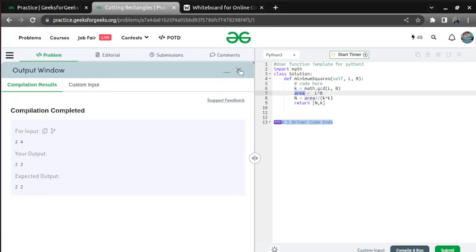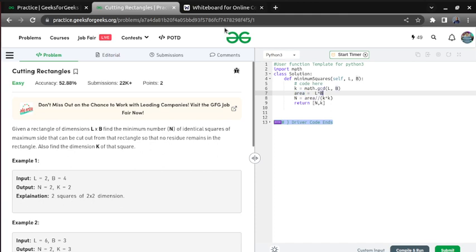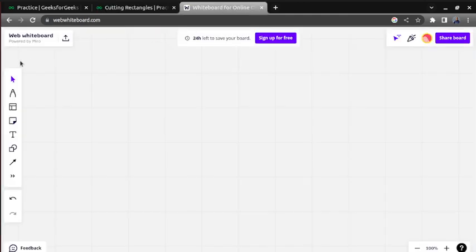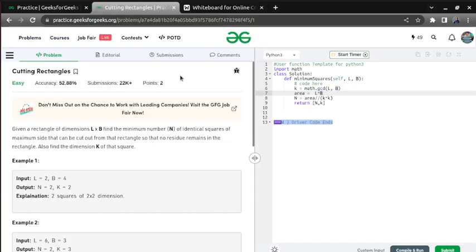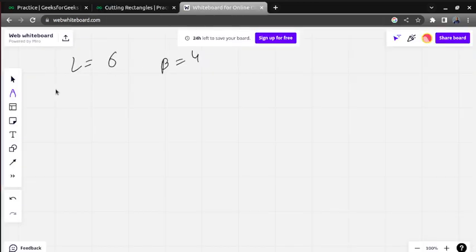Now some of you may have a doubt about how to find the greatest common divisor, the HCF. For this I am going to tell you. Let's say the numbers are 6 and 4. Let's say this is length and this is breadth. So the previous question is over. Basically, the cutting rectangle problem is solved by the concept of GCD or HCF. Now we are trying to solve another problem, that is finding the HCF. There are many ways to find the HCF, but I am going to use the direct approach.